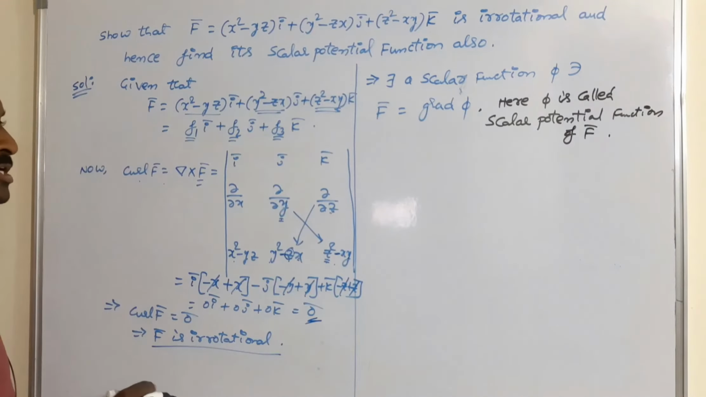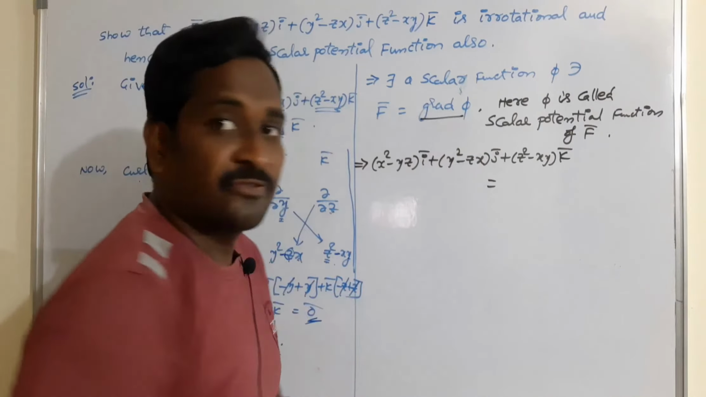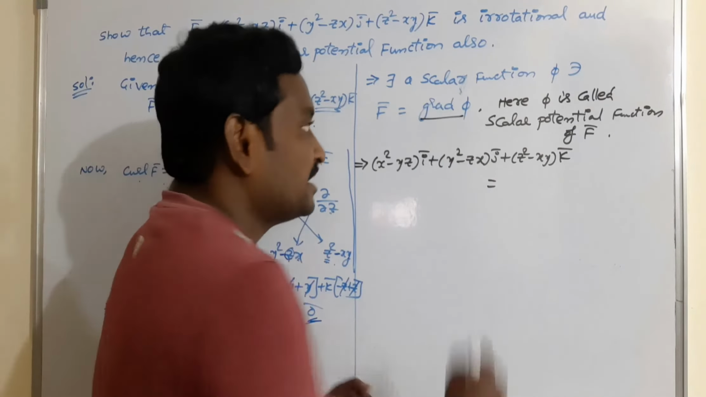So what is f bar? The given function is (x square minus yz) i bar plus (y square minus zx) j bar plus (z square minus xy) k bar, equal to grad phi. What is grad phi? According to the definition of the gradient of a scalar point function, it becomes i bar dou phi by dou x plus j bar dou phi by dou y plus k bar dou phi by dou z.